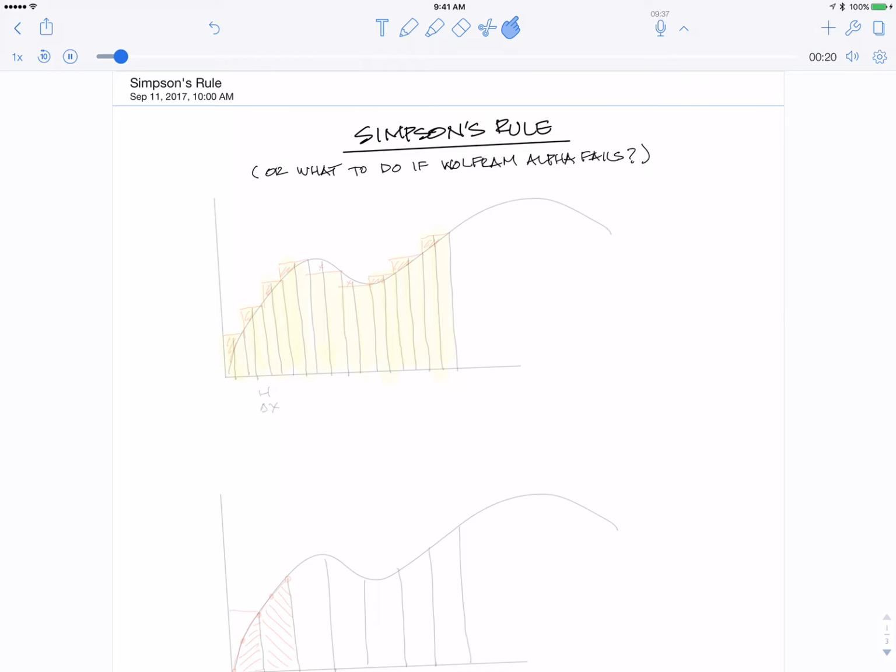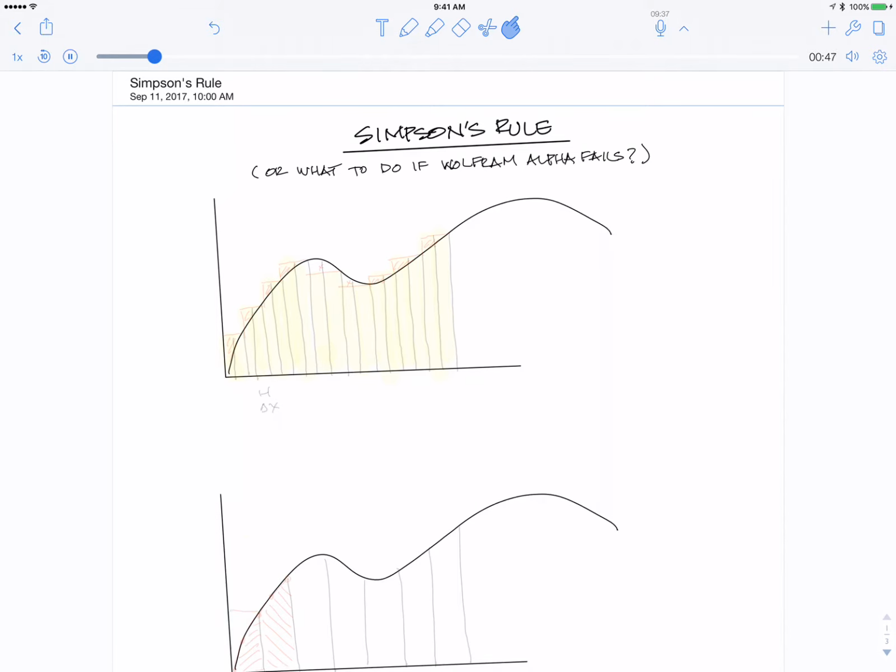So here's a function, and I'm going to just draw something crazy like that that you're going to have to integrate. And it's not on Wolfram Alpha. So what do you do? You can't find it in any book, or it's not on Wolfram Alpha. You're going to have to integrate this numerically.